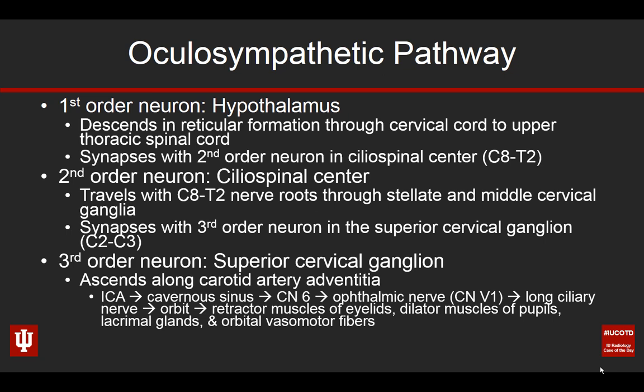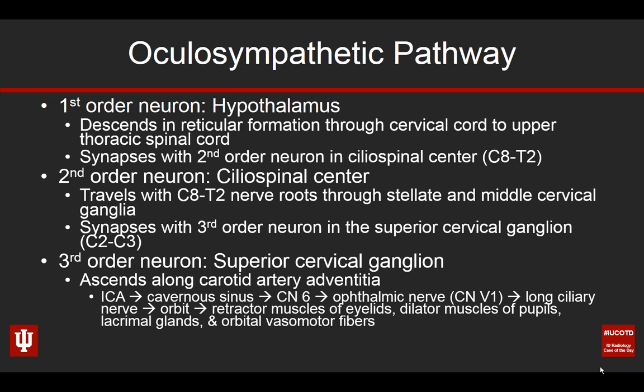They hop on cranial nerve 6, or the abducens nerve, for a very short segment within the cavernous sinus before jumping over to the ophthalmic nerve, or cranial nerve V1. They ride along cranial nerve V1 and then hop off and transmit along the long ciliary nerve, entering the orbit, at which point they will innervate the retractor muscles of the eyelids, the dilator muscles of the pupils, the lacrimal glands, and then there are also some orbital vasomotor fibers as well.